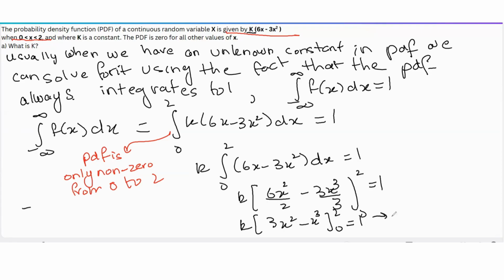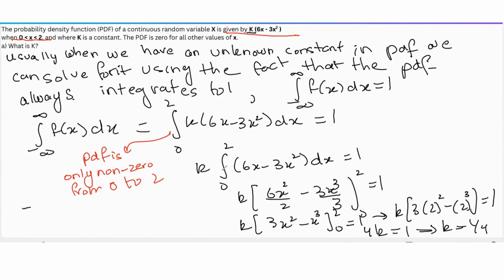Now when you plug in these limits, this becomes k times (3 times 2 squared minus 2 cubed) equal to 1, because obviously when you plug in 0, it's just going to be 0. So this is just going to be 4k equal to 1. So k is equal to 1 by 4. So we found this unknown constant.